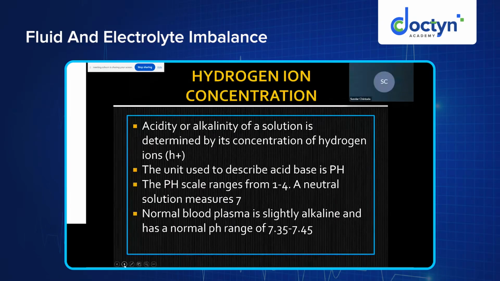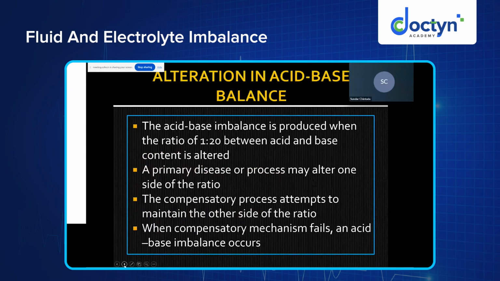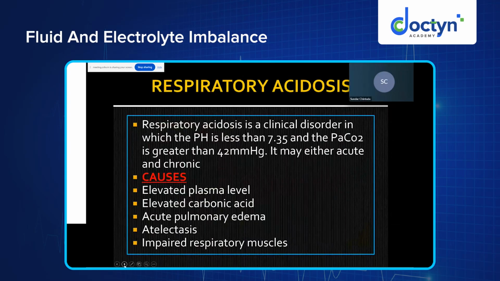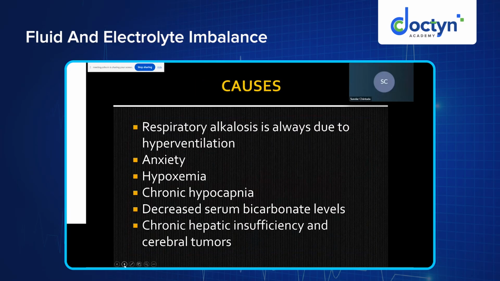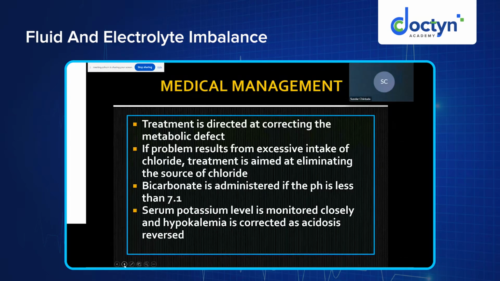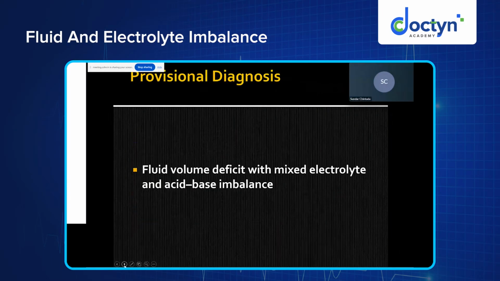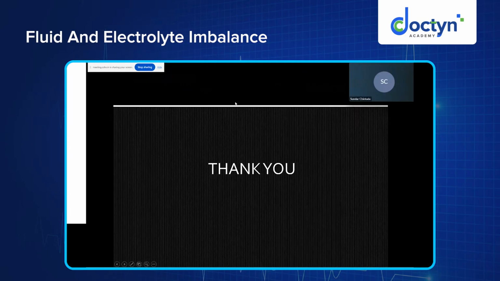Coming to the acid-base management. What exactly is the hydrogen ion concentration? What is acid-base regulation? What can be the alterations in the acid-base balance? Two main acid-base imbalances are the respiratory and metabolic imbalance. So you have respiratory acidosis, clinical manifestations, medical management. You have respiratory alkalosis, clinical manifestations, medical management, and diagnostic findings accordingly. So this was all about fluid and electrolyte imbalance and management in the emergency.